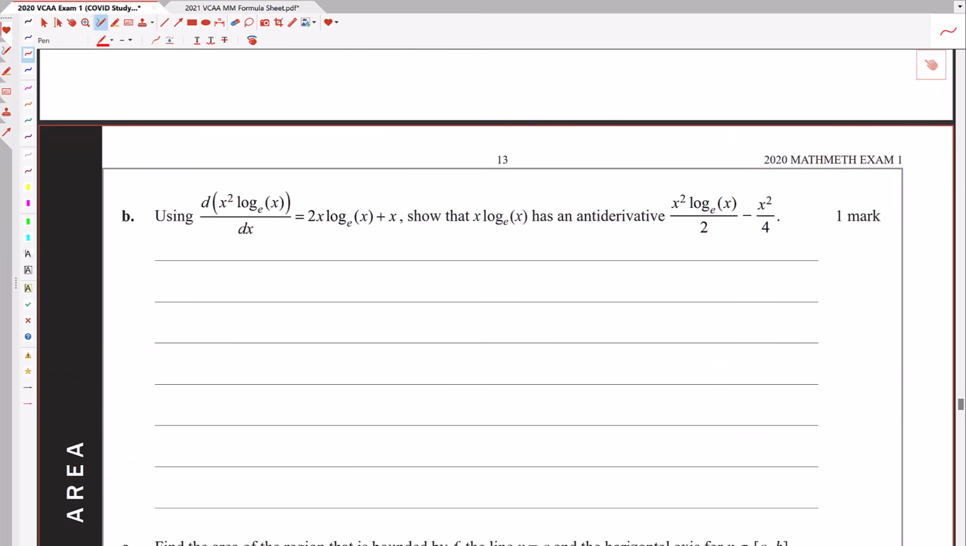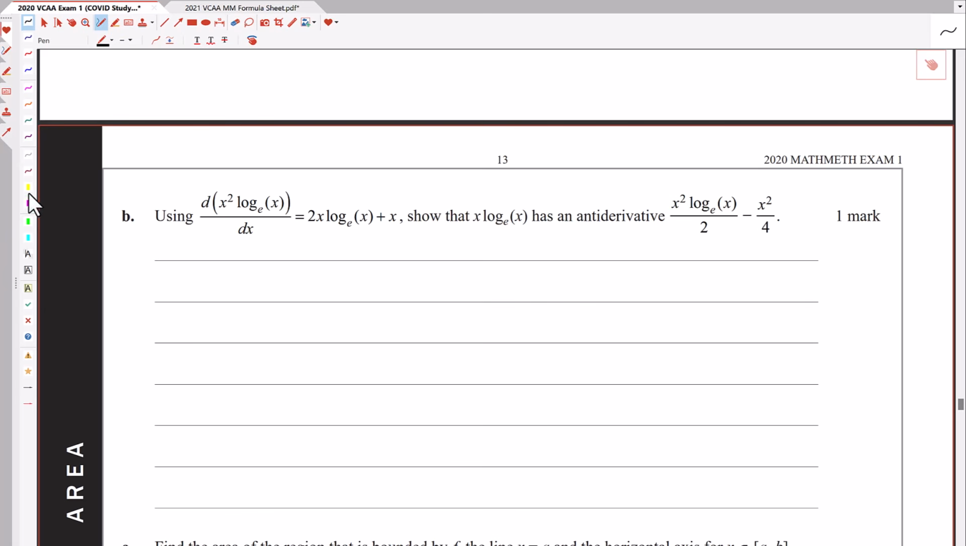Using the fact that the derivative of x squared log e of x is 2x log e of x plus x, so we could have been asked to show that ourselves, but we're not, we've been given that. But using that fact, show that x log e of x has an antiderivative of this. So we want to use this derivative fact, and so I'm going to start with that derivative fact.